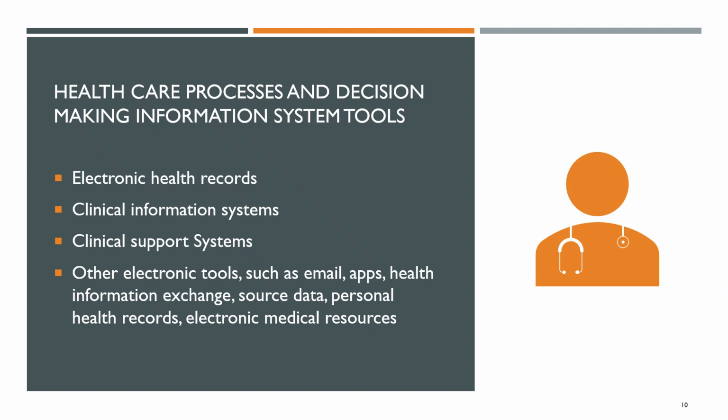Clinical information systems. These systems handle specialized data like lab results, imaging, or pharmacy orders. They integrate streams of information from different sources, so nothing critical is overlooked. We have clinical decision support systems. These tools go a step further by offering decision support. They flag dangerous drug interactions, suggest evidence based treatments, or highlight abnormal results that need urgent attention.